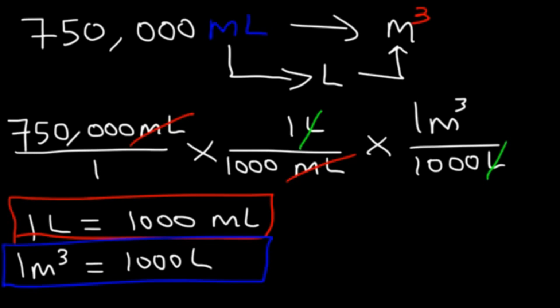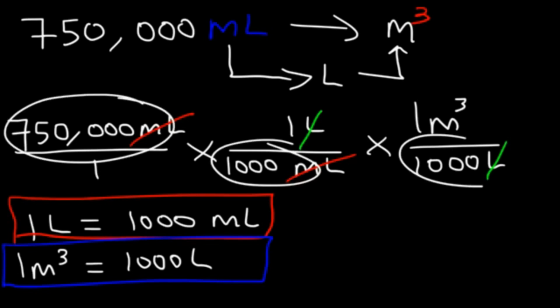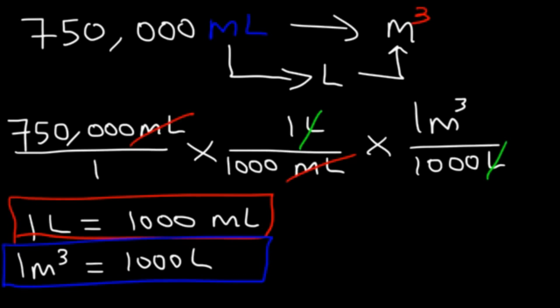So this time, we're going to have to take this number and divide it by these two numbers. 750,000 divided by 1,000 is 750. And then we got to take 750 divided by another 1,000. And so that's 0.75 cubic meters. So that's the answer.